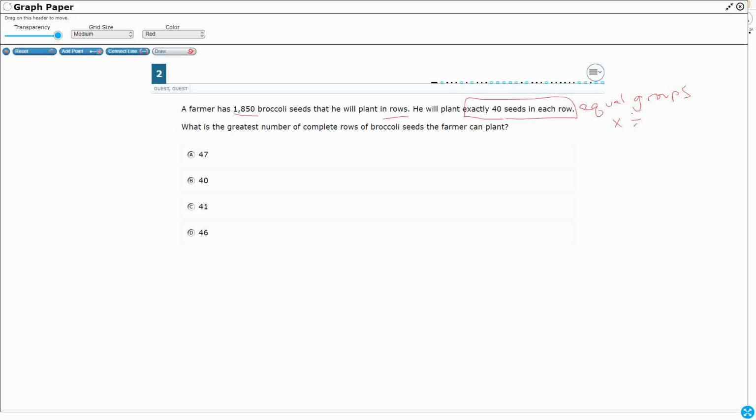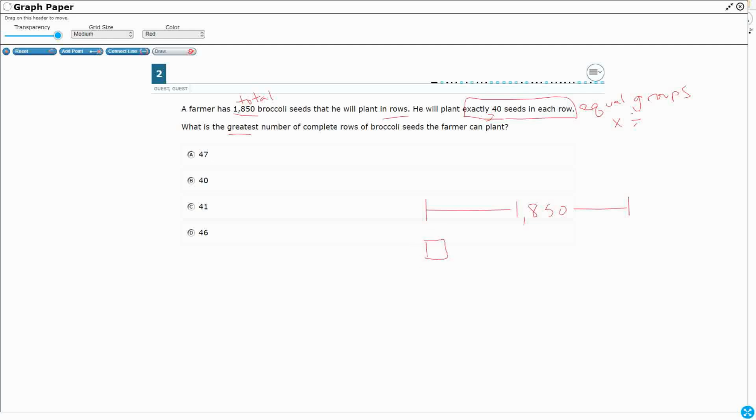So what is the greatest number of complete rows of broccoli seeds the farmer can plant? So it might not go in evenly. There might be a little bit of remainder, but we need to find the biggest number of complete rows. That means sets of 40, right? So what's my total? My whole is going to be 1,850. So let me put that right up here. 1,850 broccoli seeds, and I've got sets of 40.